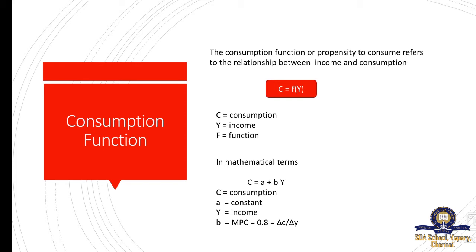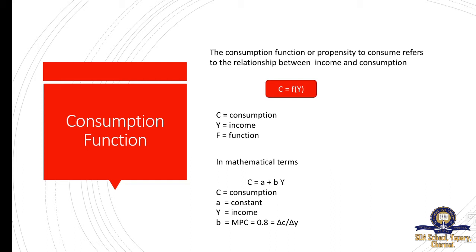Now we'll see about consumption function. What is consumption function? Meaning of consumption function. The consumption function or propensity to consume refers to the relationship between income and the consumption. Income refers to national income. Consumption refers to total consumption. Income is what we earned, consumption is what we spend. So the relationship between income and consumption is called consumption function. The other name for consumption function is propensity to consume.